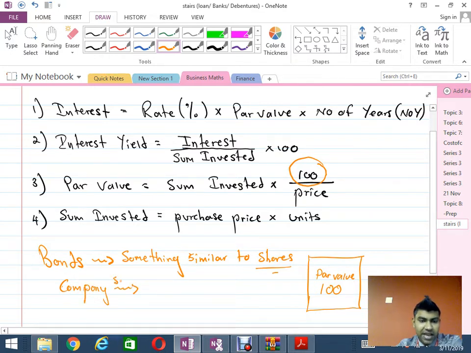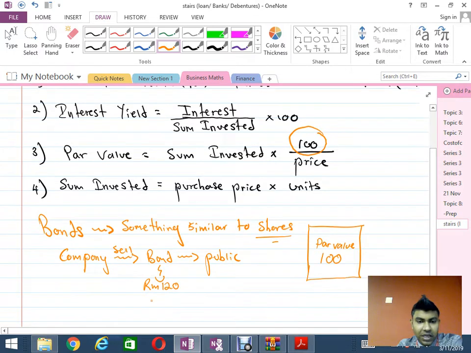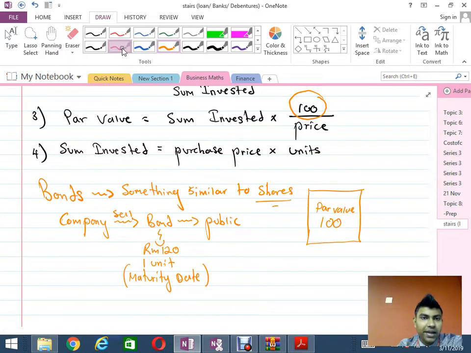okay, sells bonds to whom? Public. Okay, and this bond is maybe, for example, RM120, 1 unit. Okay, 1 unit, they call it a unit. So you sell 1 unit, example, and the public buys. So what's the profit for the public? Example, normally when they sell bonds, they call it a maturity date. Okay, there is a maturity date.